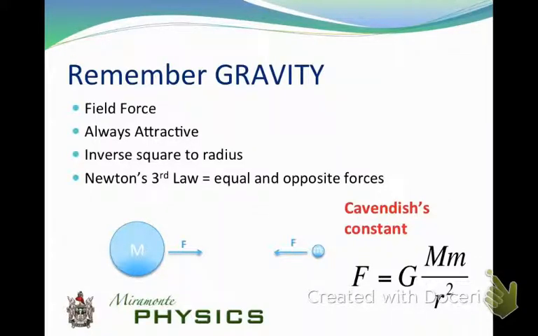Remember, it's a field force. It's a force that's acting at a distance. It is always attractive. So if you have two masses, they're always going to be attracted to each other. How much they're attracted depends on two things: what their relative masses are and what their radius is. And how big G is, Cavendish's constant, we call it.